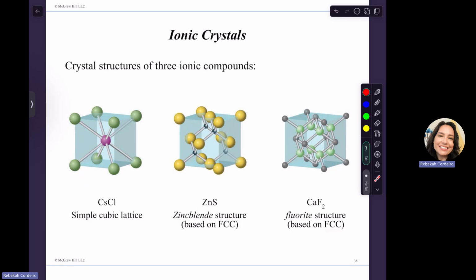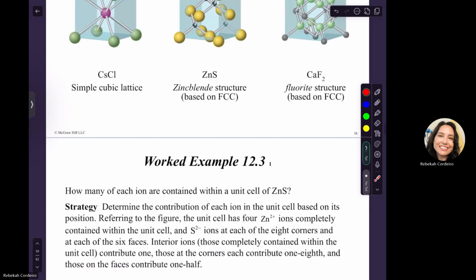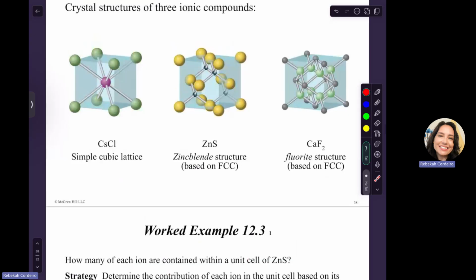And you can look at the zincs only, or, for this one, it's kind of easy to look at the sulfurs. Do you see the face-centered cubic if you just look at the yellow ones? Right? And then for this one, look at the little calciums. That's the gray ones. Can you see the face-centered cubic if you look at the gray ones? So you have to just pick one thing to look at. For this one, we would look at only the chlorides. So here are all the chlorides. It's just your simple one. So kind of ignoring one of the ions will help you figure out what's going on as far as the structure. So how many of each ion are contained within a unit cell of zinc sulfide?